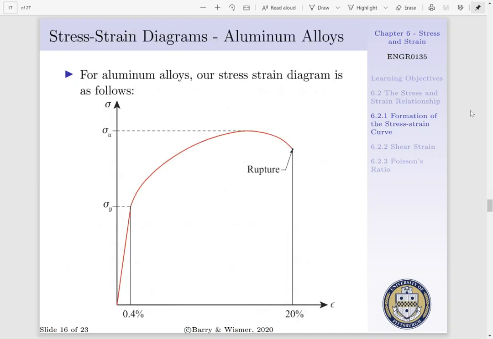Our stress strain diagram for aluminum alloys is as follows. We note that aluminum alloys exhibit a linear elastic region that is below our yield stress. Now, contrary to our low carbon steels, there is no yield plateau. That is, as we go from our yield stress, we increase nonlinearly to our ultimate stress, where right after, our material ruptures.